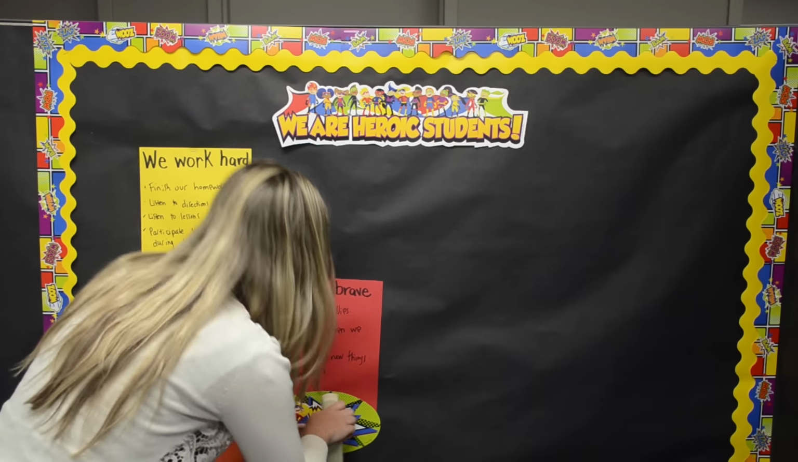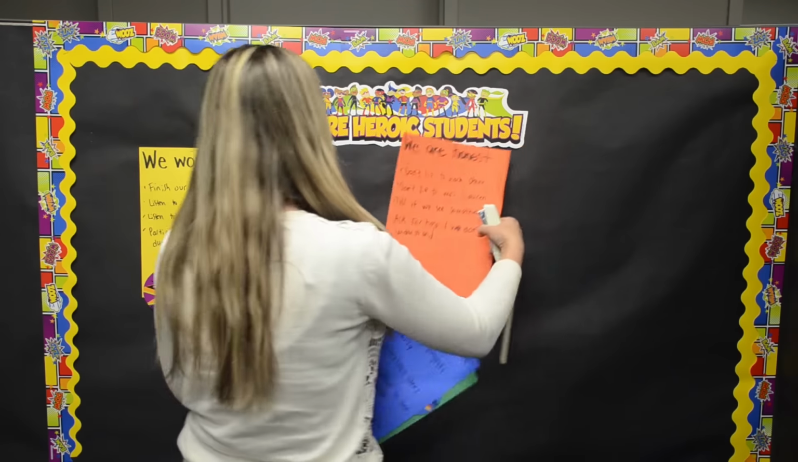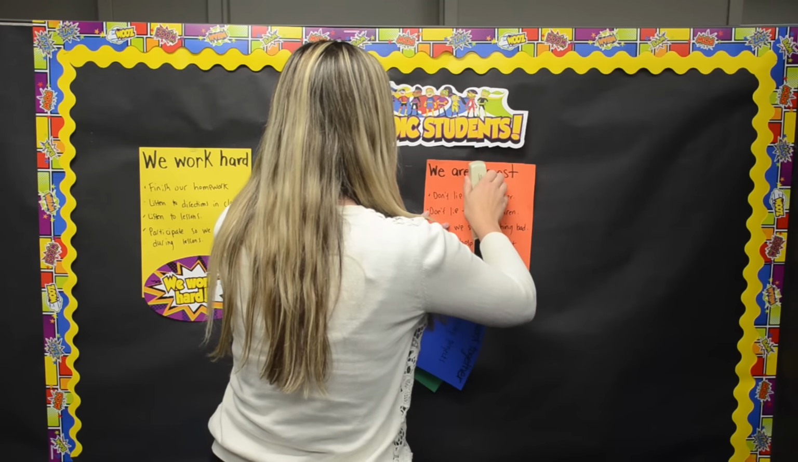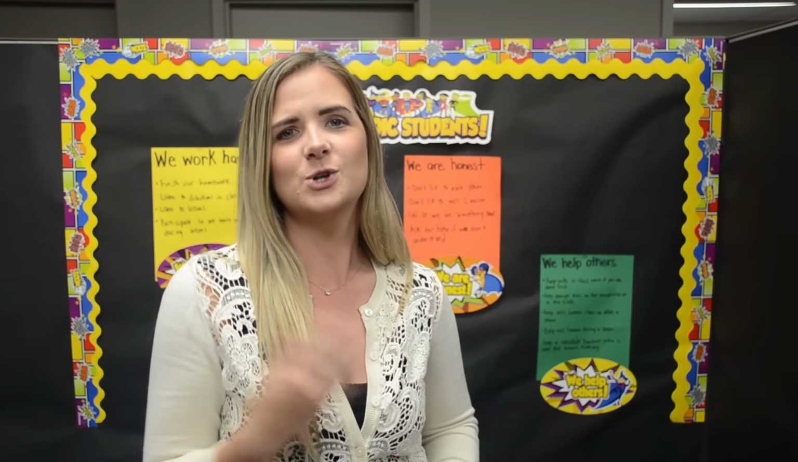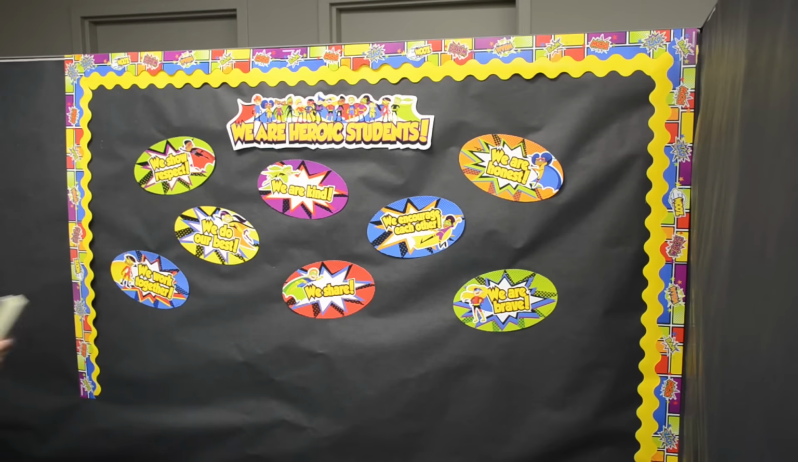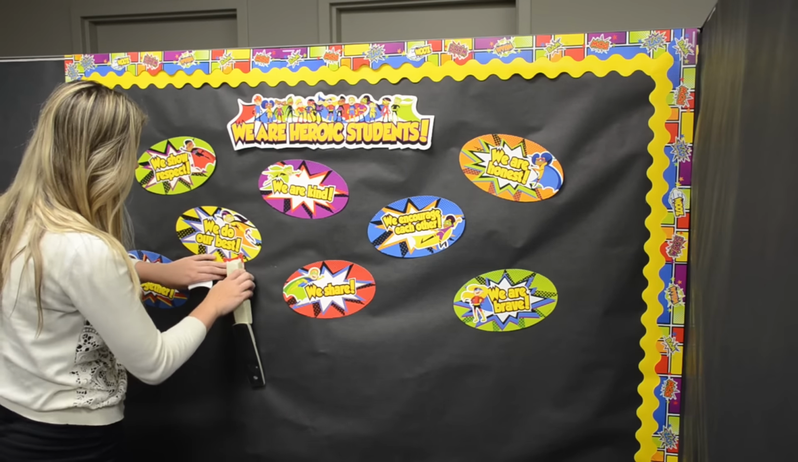Allow time for each team to share their suggestions. Display the list of suggestions on the Superpower Heroic Students Mini Bulletin Board Set. A great follow-up activity to this one is role-playing reinforcement. Have a student act out one of the heroic character traits and have the rest of the class try and identify the trait. Encourage your students to be unstoppable.